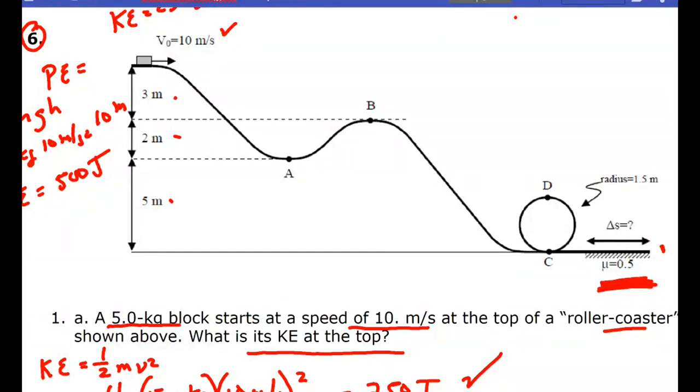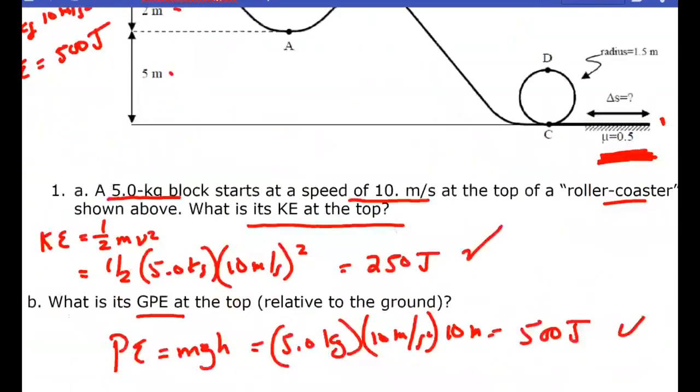Let's say it has 1,000 joules before it hits. There's no friction on the roller coaster till right here. So if it has 1,000 joules right before it hits friction and it's going to stop, what's the work? 1,000 joules of kinetic energy. How much work do you have to do to stop a car going 1,000 joules? You have to do 1,000 joules of work if it truly stops, because that's the change in kinetic energy. So that's where we're going.